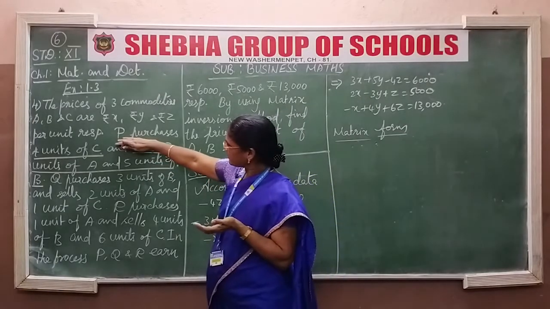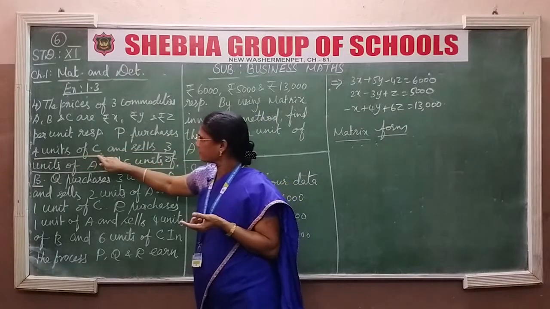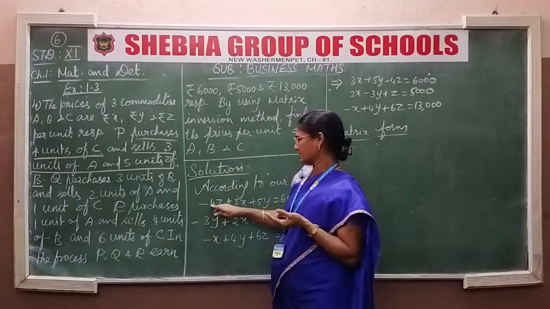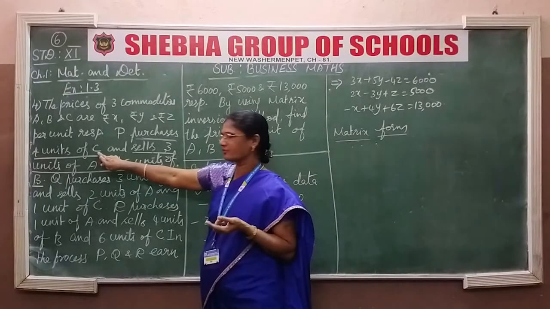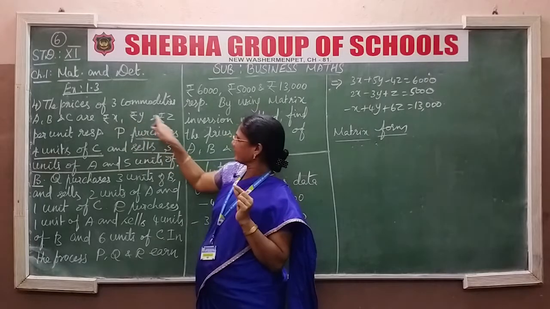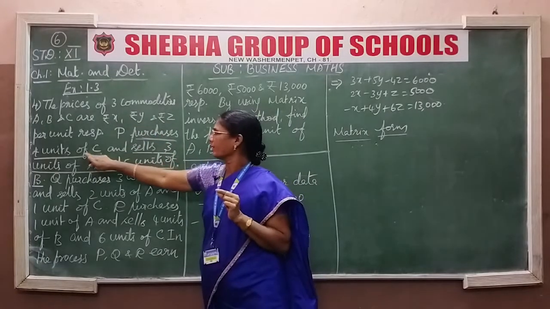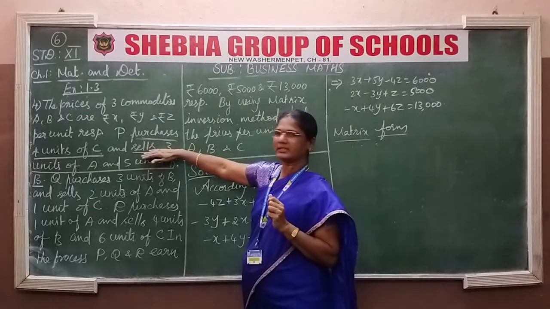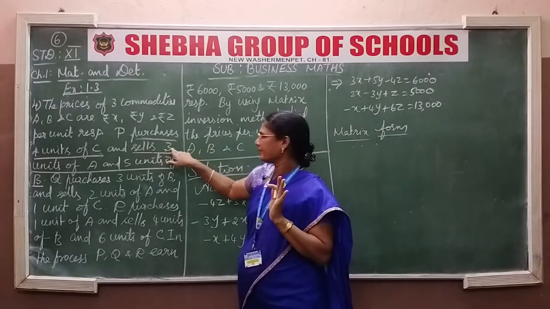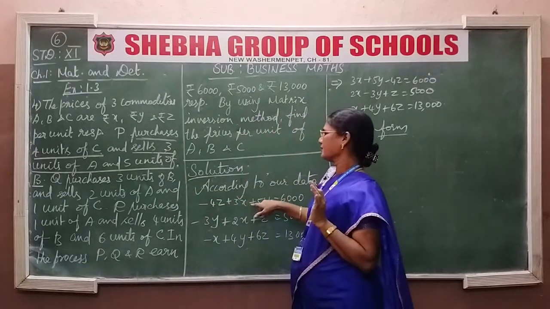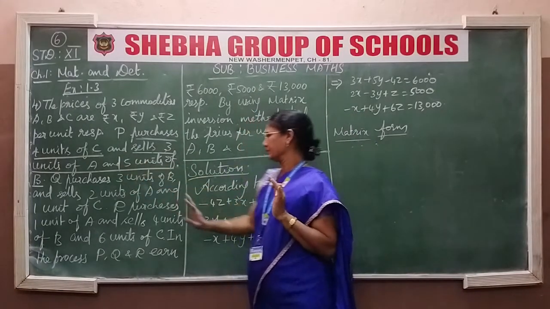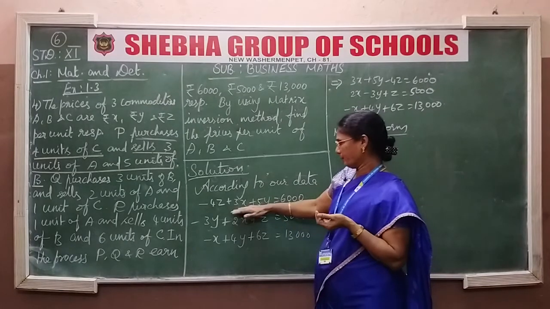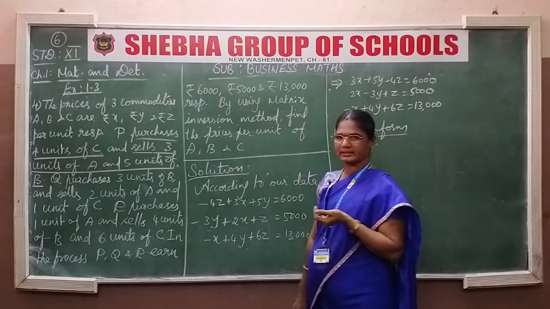So the first person purchases 4 units of C. They purchase, so we use a minus sign. So minus 4z, because this is the unit of C. For C we take z. So 4 into z with a minus. Next is sales. Sales means we use a plus sign. 3 units of A, 3x, plus 5 units of B. For B we use y, so 5y. These two come with plus, only the purchase comes with minus.